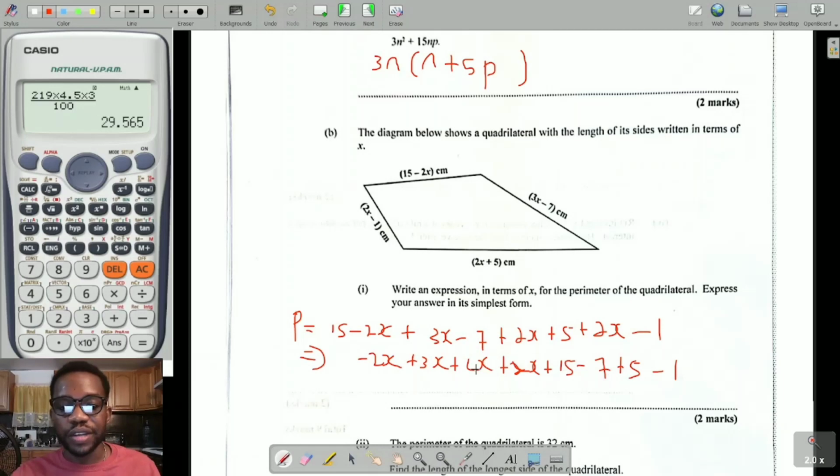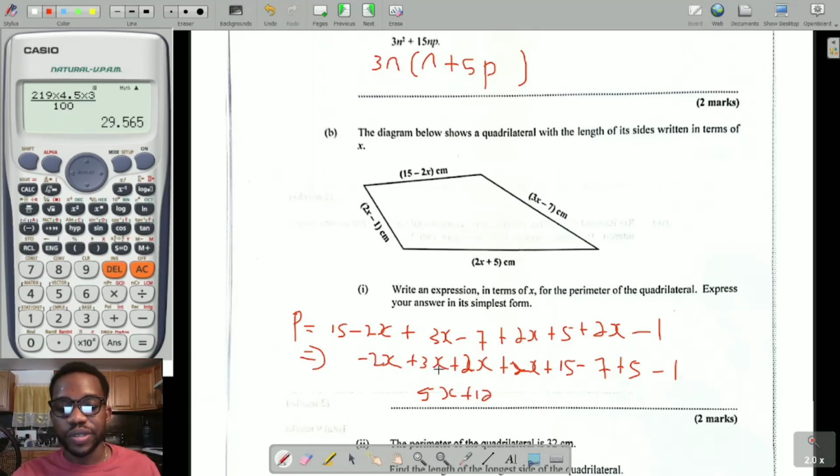It's up to you. You can use the calculator. You can also use a calculator to add the terms containing x, because you don't actually add the x's, you add the coefficients. So we say negative 2 plus 3 is 1, 1 plus 2 is 3, and 3 plus 2 is 5. So it simply becomes 5, and we put back the x there. Now with the numbers, I can do the same thing. I can say 15 minus 7 is going to give me 8. 8 plus 5 is going to give me 13. And 13 minus 1 is 12. So it's 5x plus 12.